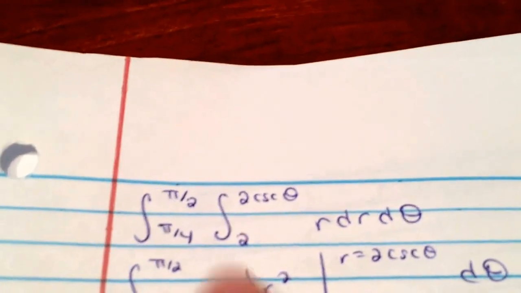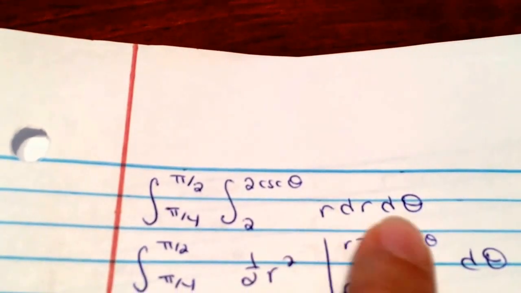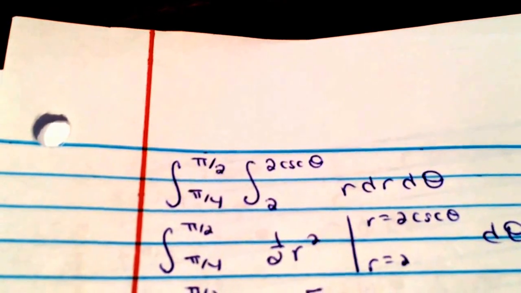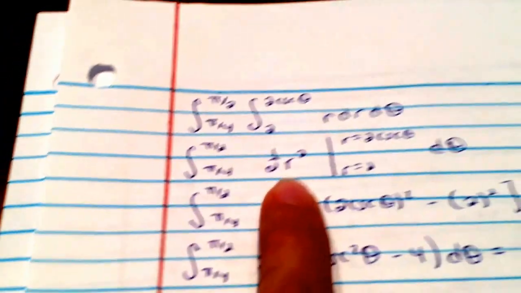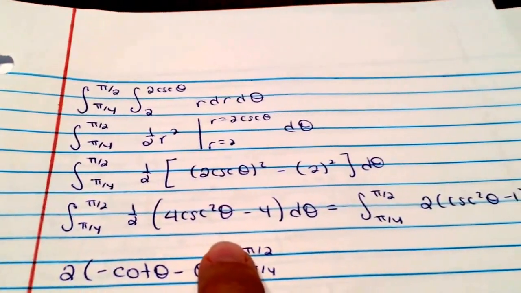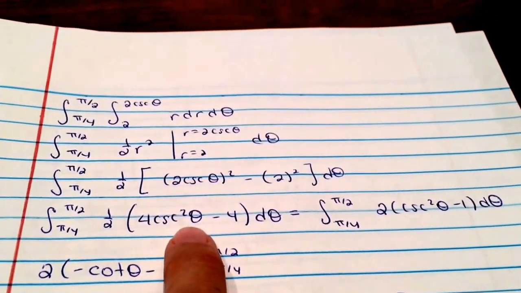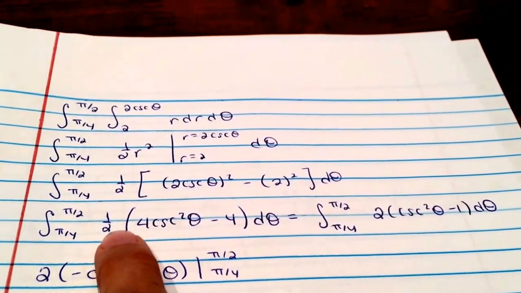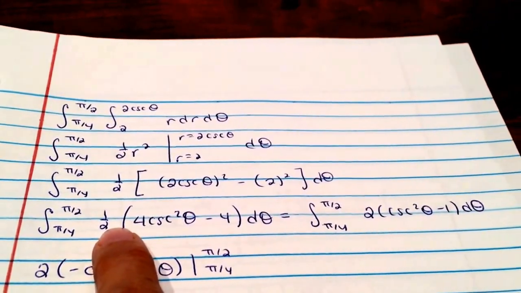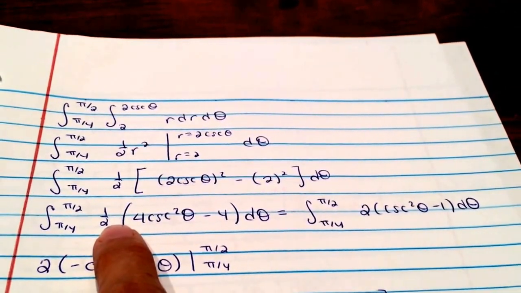All right, so here's what my integral looks like. Make sure you have the r, dr d theta. So when you integrate the r, it's 1/2 r squared. Then you plug in. And here I factored out the 4 just to cancel it with this 1/2. If you didn't do that, that's okay. You're going to end up at the same place as me anyway later.